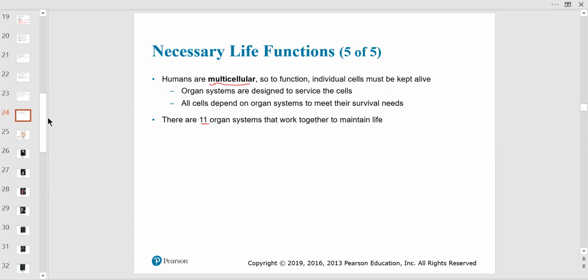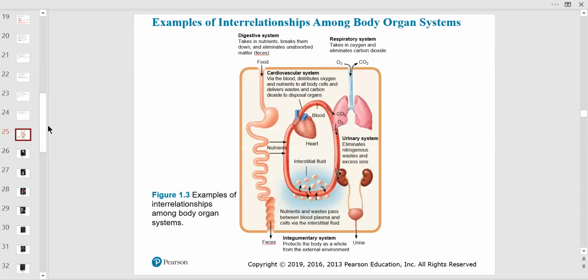Here's a number for you in case you're on Jeopardy. There's 11 organ systems. And the practical is going to involve this. You're going to have to know the organ systems. So we'll talk about them a little more in lab, but let's just breeze through them a little bit. And again, we don't have to memorize this right now, but you can see how the systems work together.